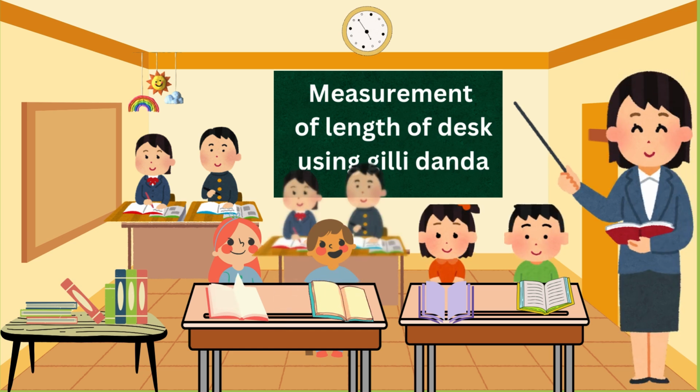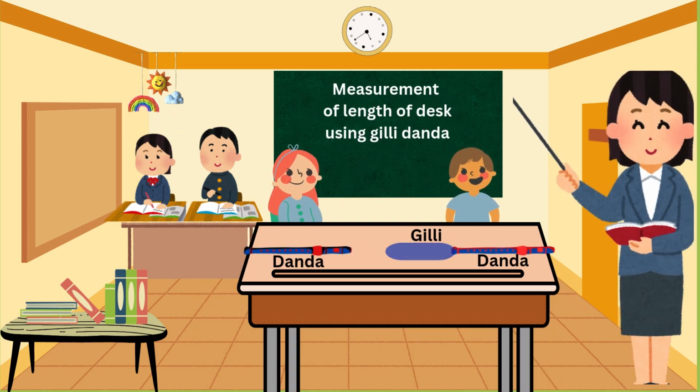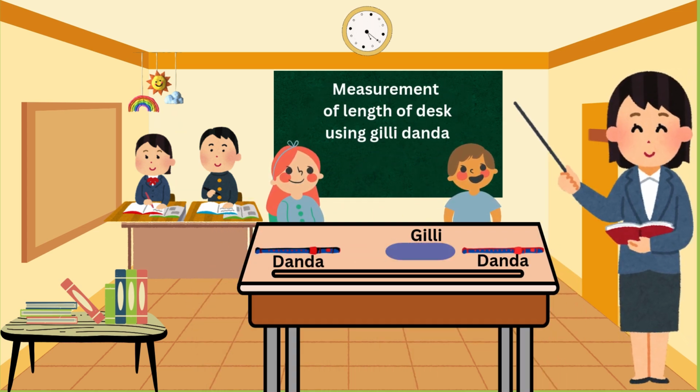Bujo now has a new set of gilli and danda as he lost his old one. But when measured with the new set of gilli and danda, the desk length seems to be about 2 danda lengths, 1 gilli length with a small length is still left out. This is less than 1 gilli length.